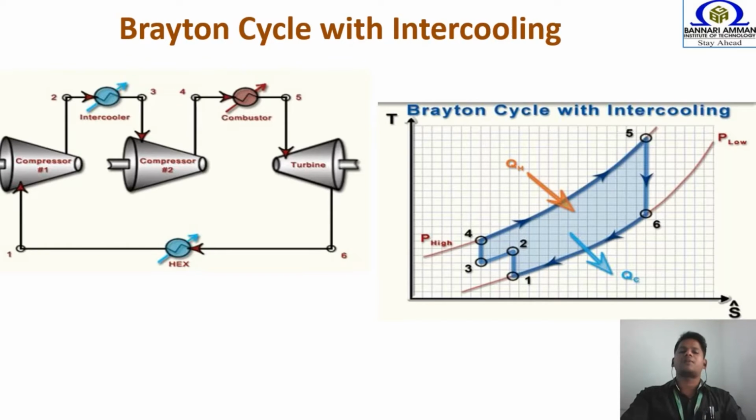Now we have pressurized air. We are sending the same pressurized air to the combustion chamber. Again we are doing the exothermic chemical reaction there. After this exothermic chemical reaction, we are sending this high energy content gas to the turbine for isentropic expansion.